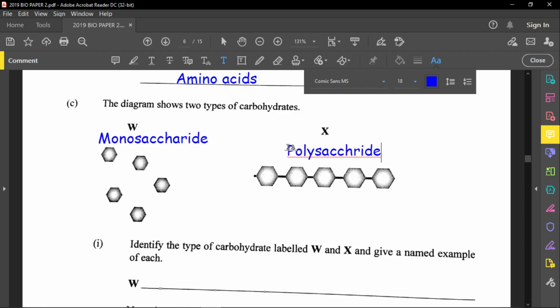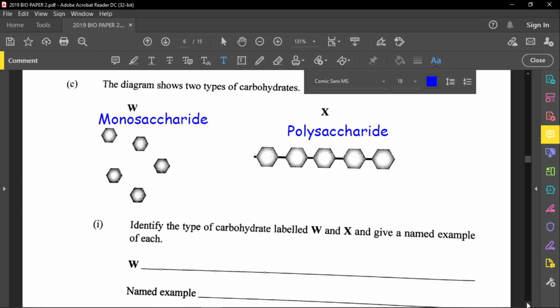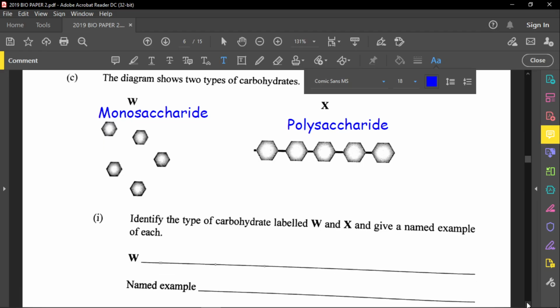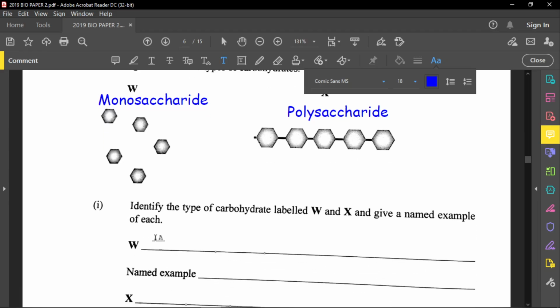And so those will be our carbohydrates listed there. So monosaccharide, polysaccharide. Just to make a note of that. So please make sure you know them. All right, so polysaccharide, monosaccharide. All right, good. Let's now jump on to the question. It said identify a type of carbohydrate labeled W and X, which we did. So again, W is our monosaccharide.